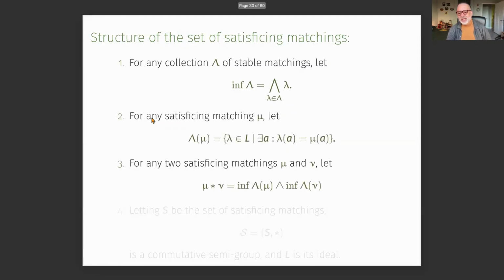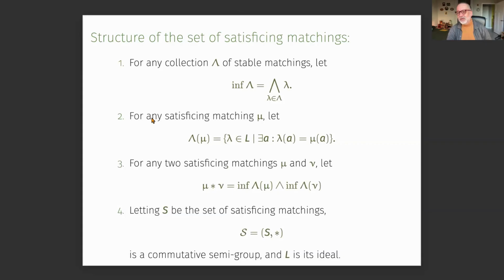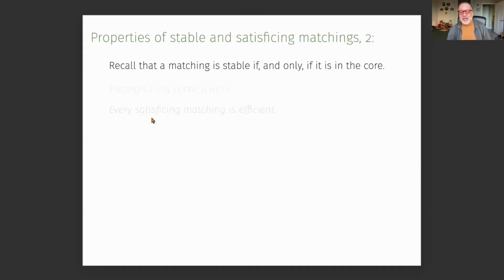We can show that the set of satisficing matchings is not a lattice, but it has a very nice algebraic structure: it is a semigroup. It's an abelian semigroup, so it's commutative. And something that is particularly nice is that the set of stable matchings is an ideal of the semigroup. We believe that computationally this has a lot of power, but because it's dry and boring, I don't want to make a big deal out of it.